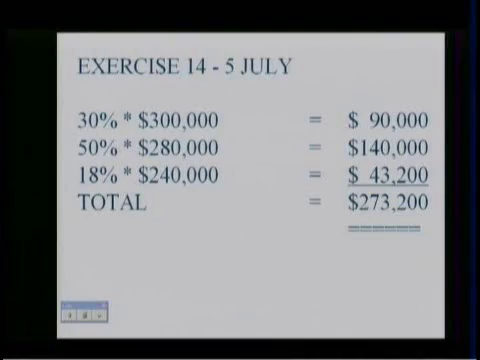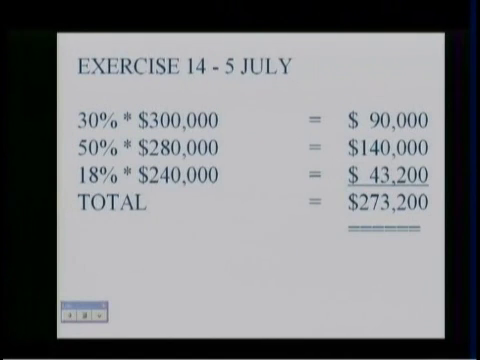In July, we're going to collect 30% of July's sales. July's sales are $300,000. We're going to collect 30% of that, so that'd be $90,000. We're also going to collect 50% of the month before. The month before July was June, and it was $280,000 worth of sales, which we get half of, so that'd be $140,000.